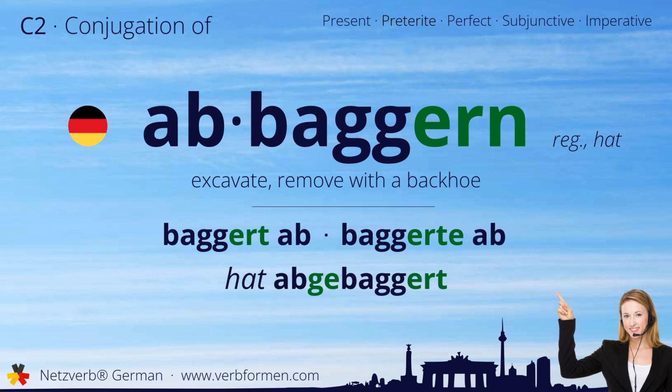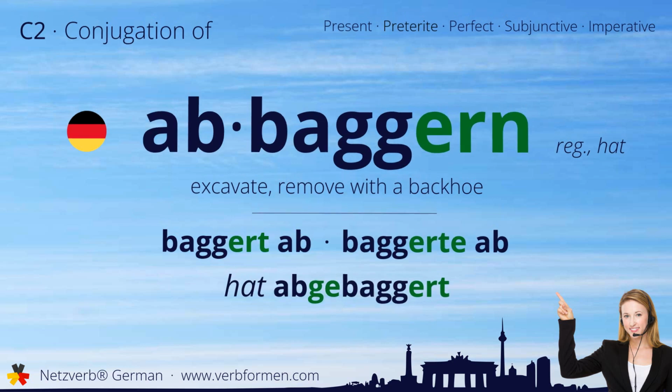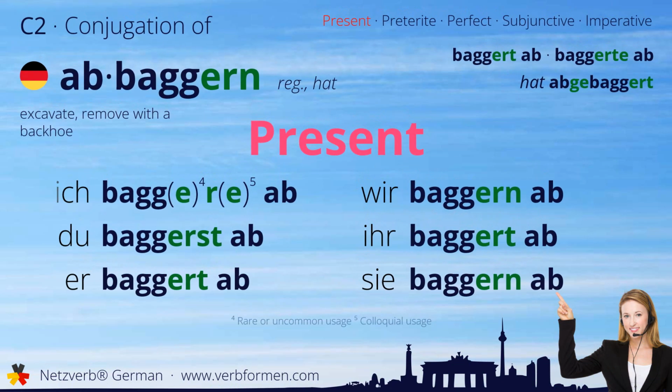Now let's move on to the tenses. First, we'll take a look at the present tense. Ich baggere ab. Du baggerst ab. Er baggert ab. Wir baggern ab. Ihr baggert ab. Sie baggern ab.